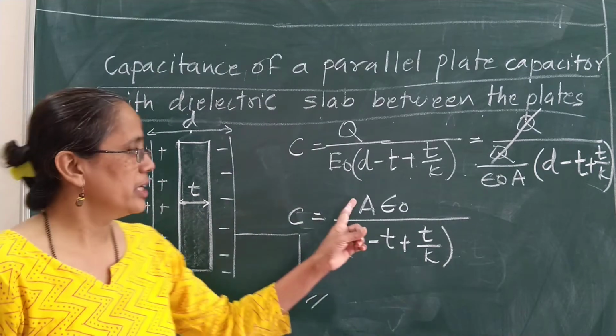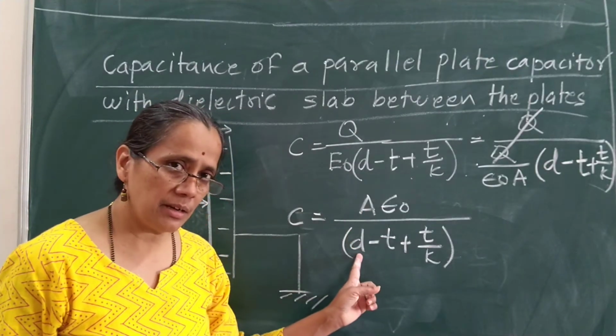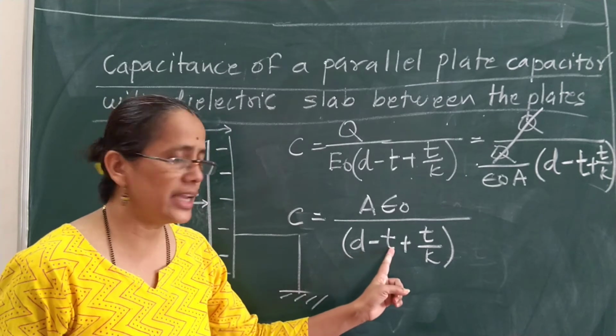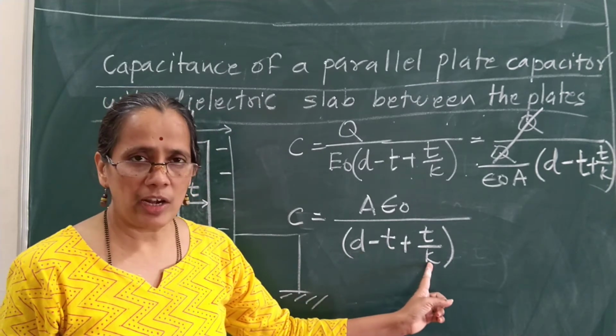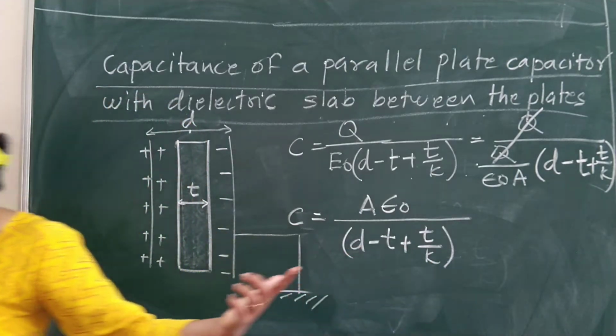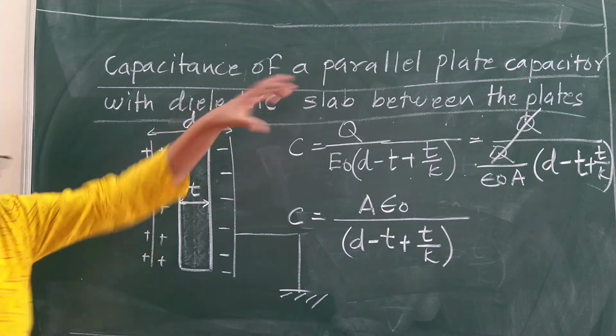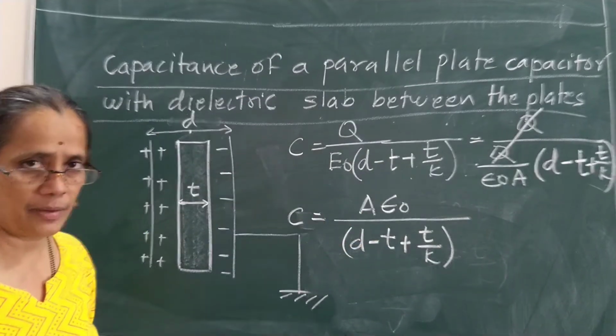In that, what is the notation? A is the area of the plate. D is nothing but the spacing between the plates. T is nothing but the thickness of the plate. And K is nothing but the value of the dielectric constant. So now I am getting a basic formula for the capacitance of a parallel plate condenser with dielectric.